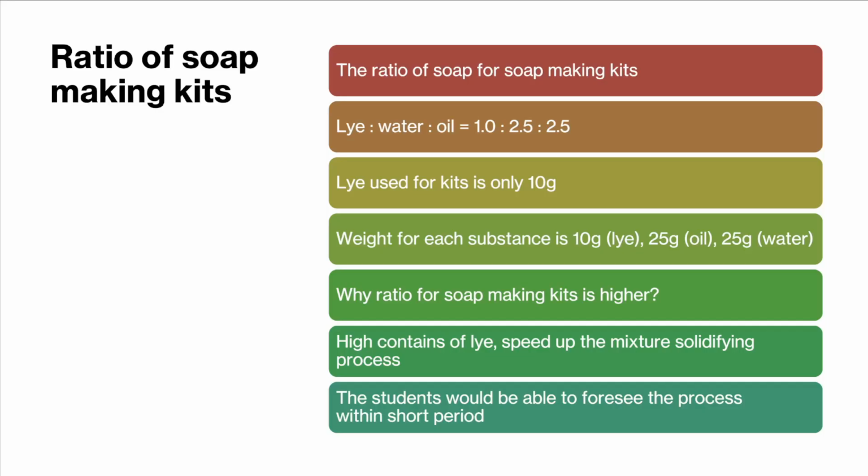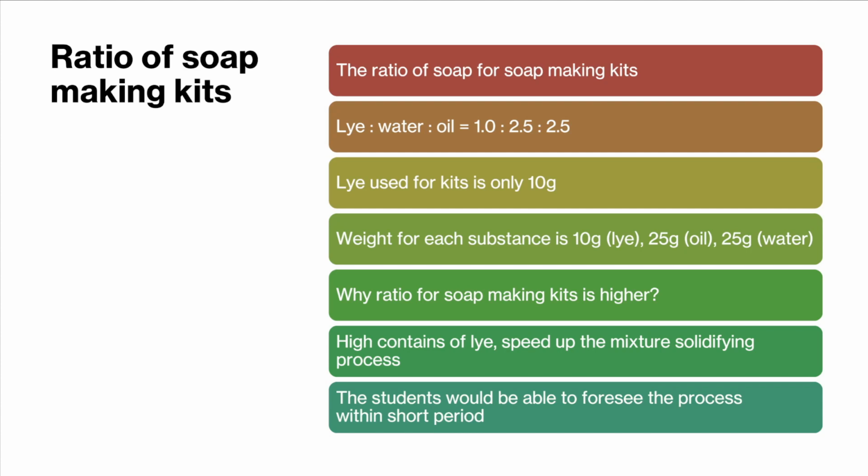So for the soap making kit, it's very important. It's about the ratio. The ratio of the soap making kit is different from the other soap for the souvenir. So for the soap making kit, the ratio has to be higher. For the lye, water, oil, the ratio will be 1.0, 2.5, and 2.5. Lye used for the kit is only 10 gram. So the weight for each substance will be 10 gram for the lye, 25 gram for the oil, and 25 gram for the water.